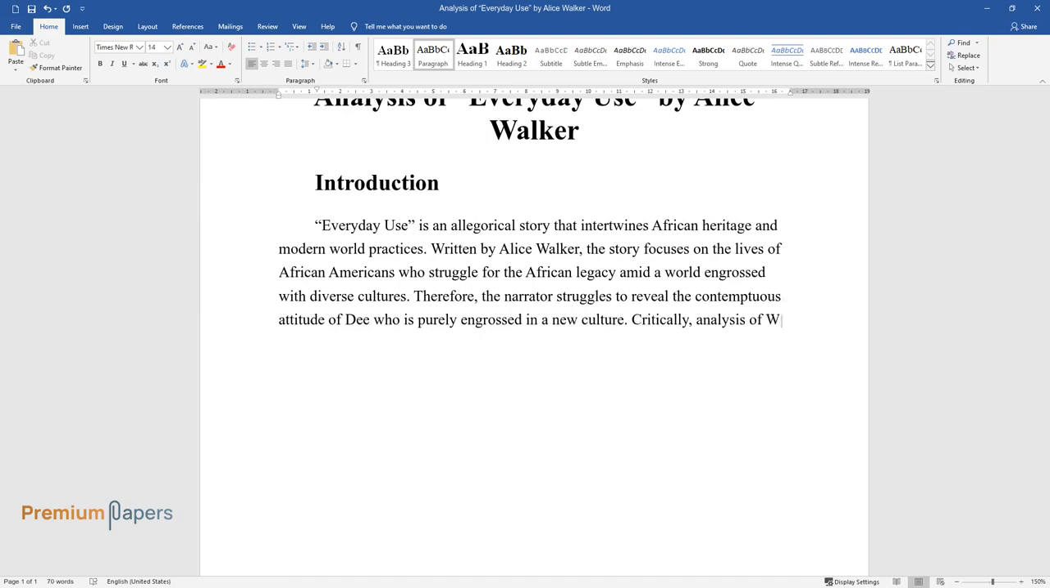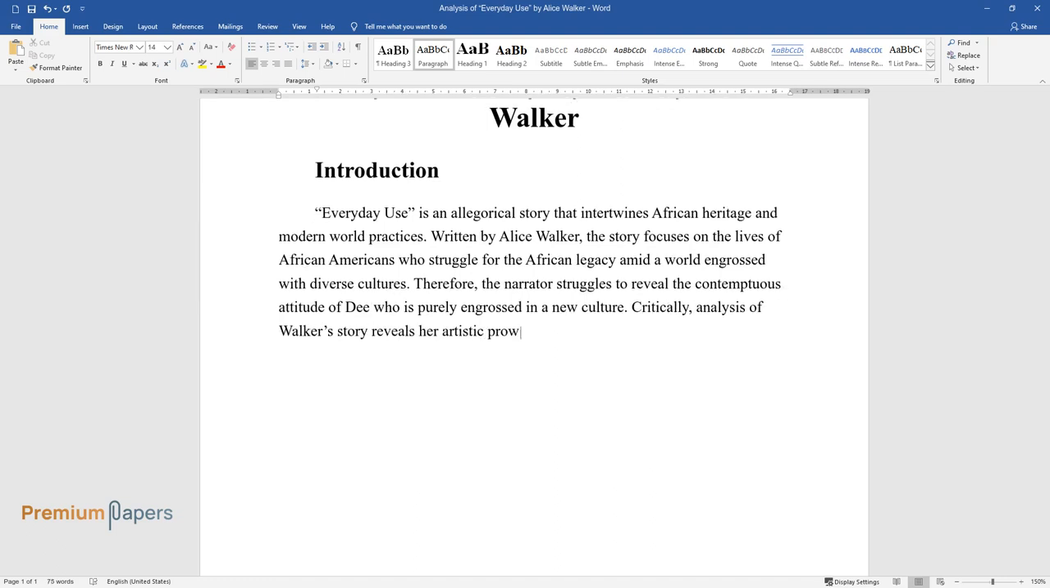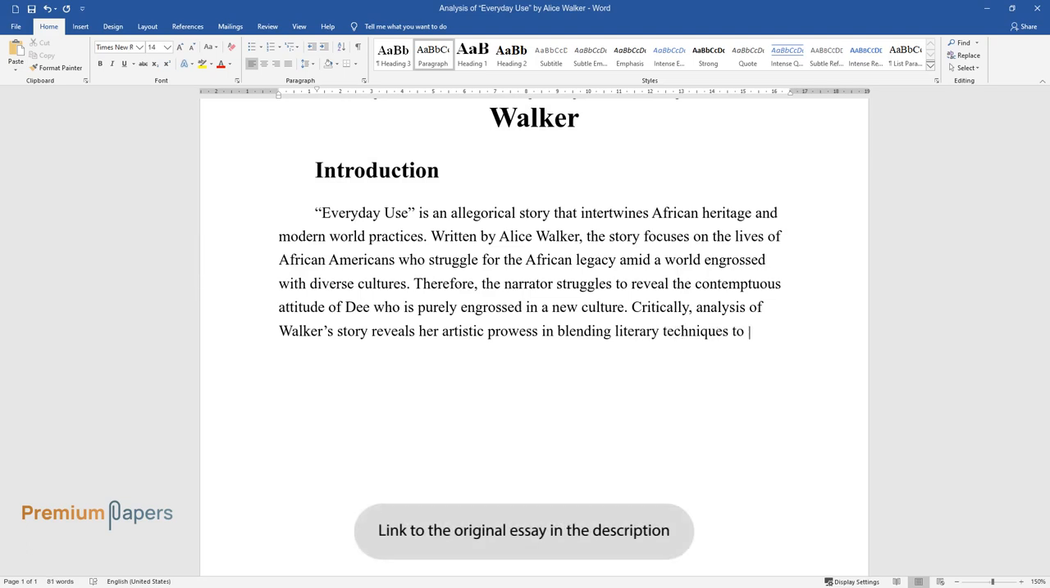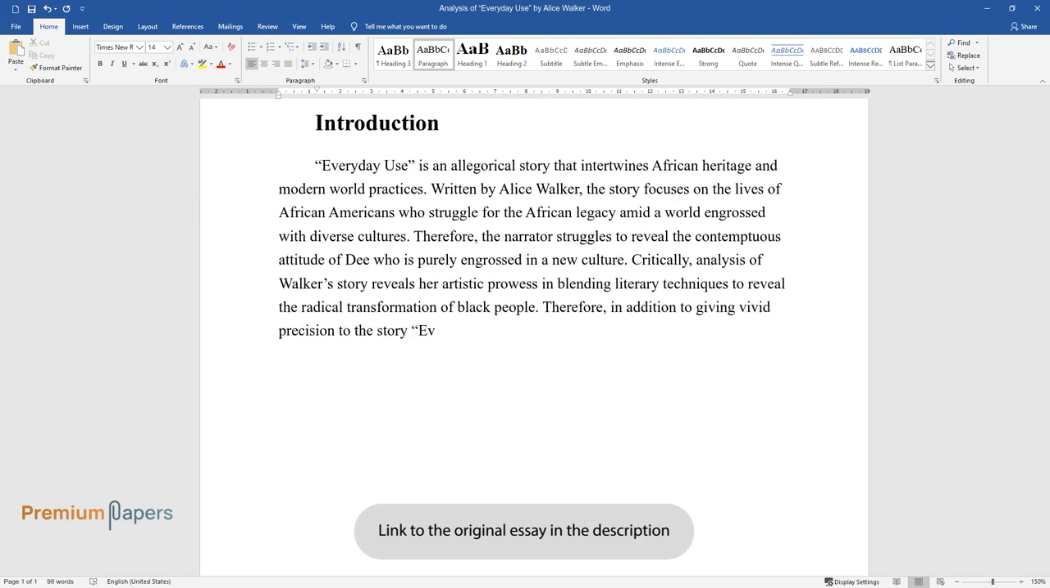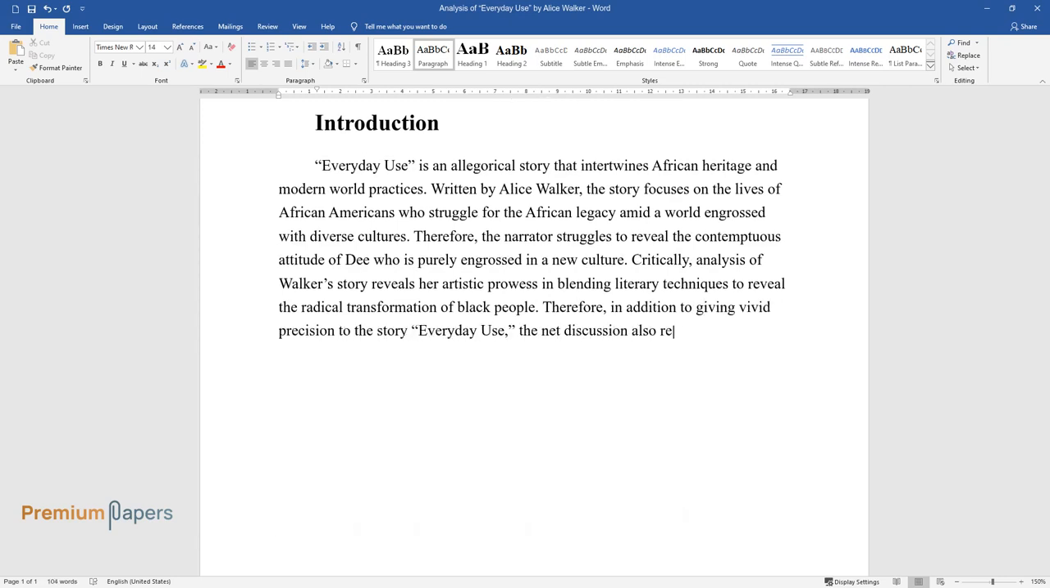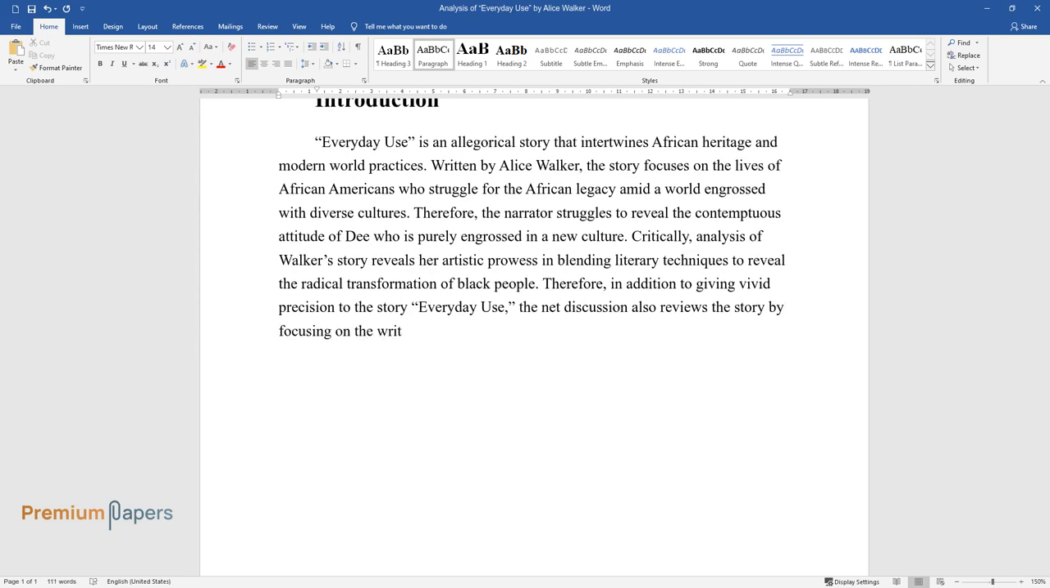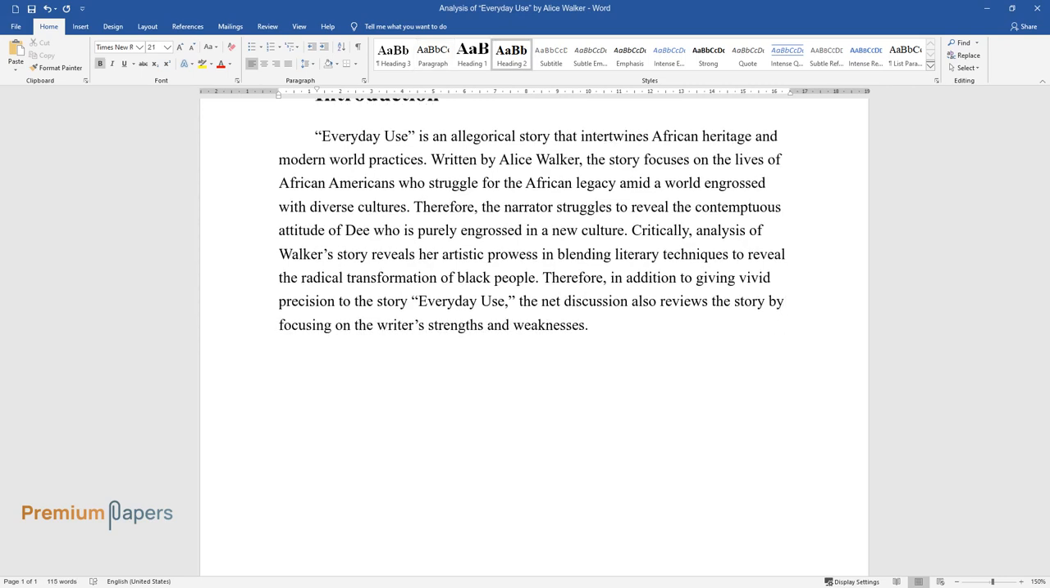Critically, analysis of Walker's story reveals her artistic prowess in blending literary techniques to reveal the radical transformation of Black people. Therefore, in addition to giving vivid precision to the story, Everyday Use, the discussion also reviews the story by focusing on the writer's strengths and weaknesses.